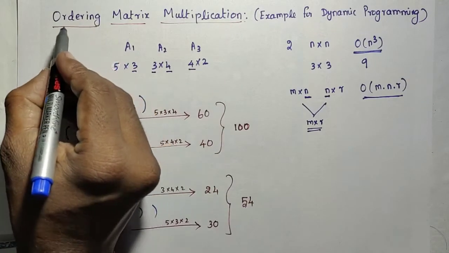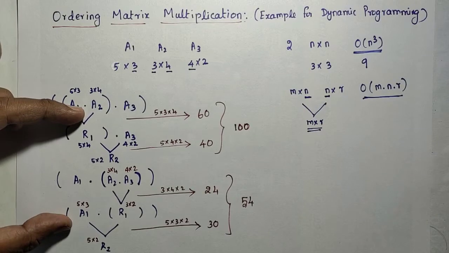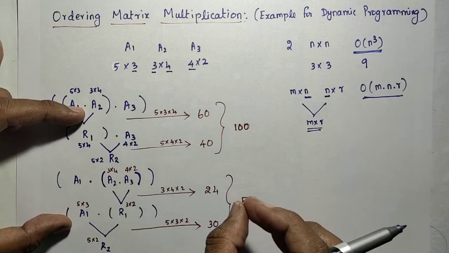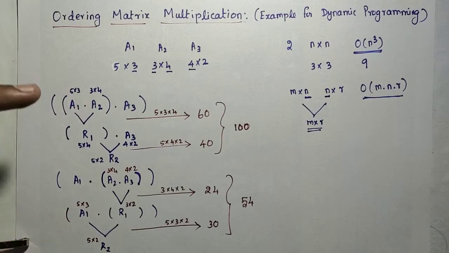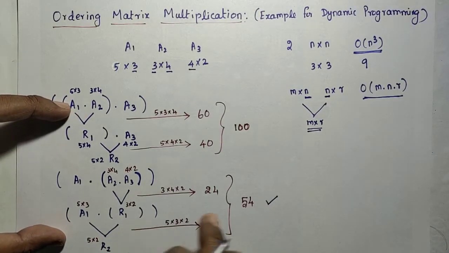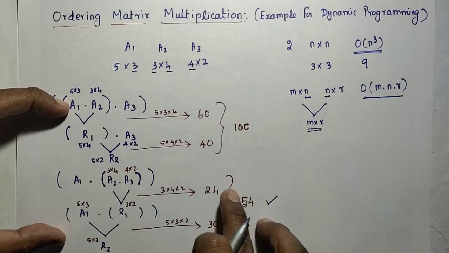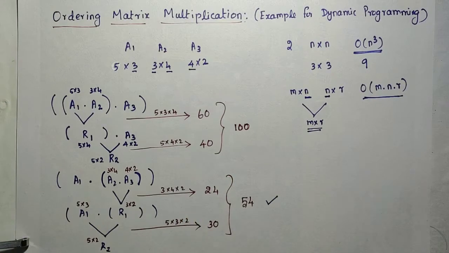So the problem statement here, ordering matrix multiplication, is determining which order is the best order for obtaining the result in the minimum time. Among these we need to choose. If you follow this order, you will get the minimum time complexity. You will obtain the matrix multiplication result in minimum execution time. Like that we need to find the order of multiplying the matrices. So that is the problem statement.